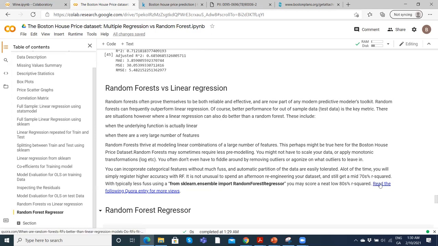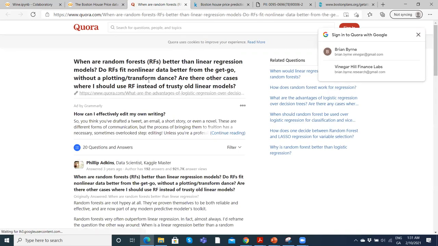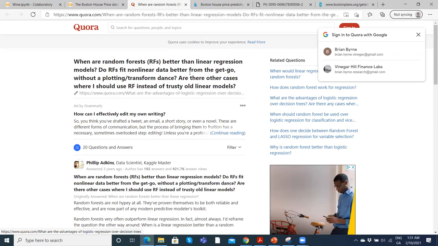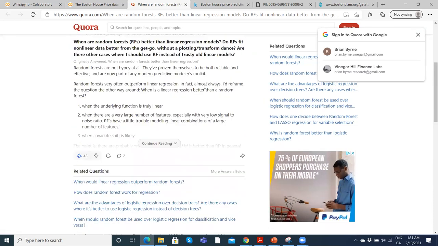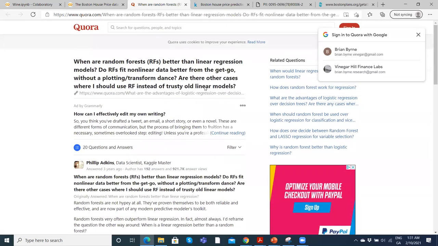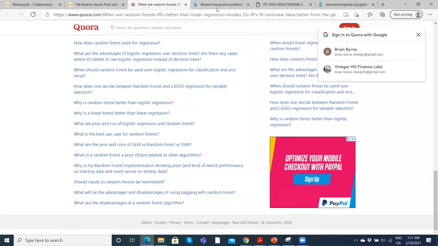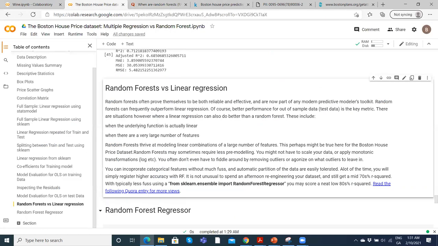And I found this entry at Quora, a selection of different thoughts comparing random forests to ordinary least squares. I thought it's quite a nice overview of what's going on, and you might take a look at that. Okay, so that's the comparison between OLS and random forests.